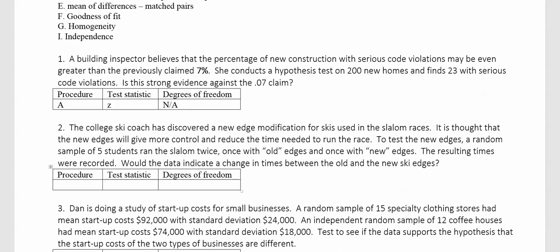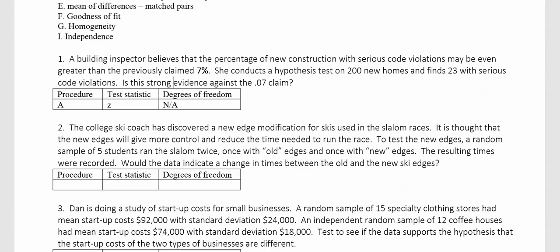All right, number 2, the college ski coach has discovered a new edge modification for skis used in slalom races. It is thought that the new edges will give more control and reduce the time needed to run the race. To test the new edges, a random sample of 5 students ran the slalom twice, once with the old and once with the new. The resulting times were recorded with the data indicating change in times between old and new.